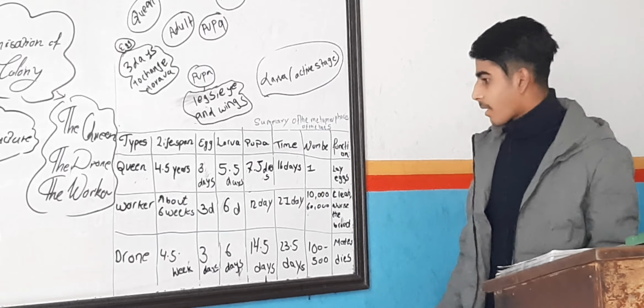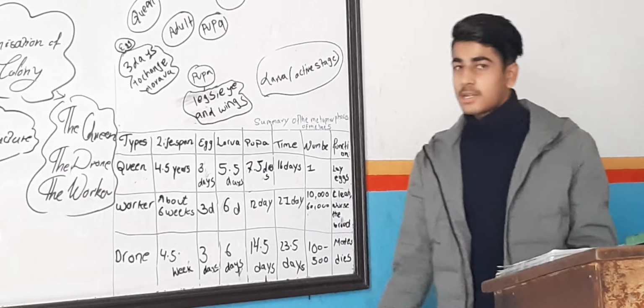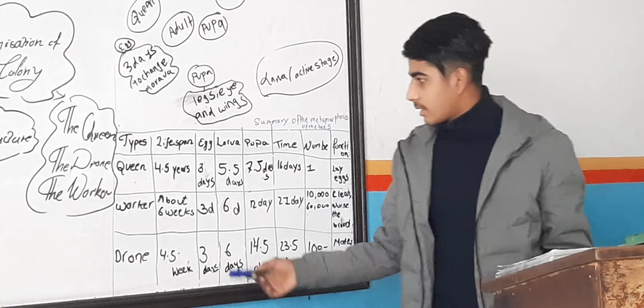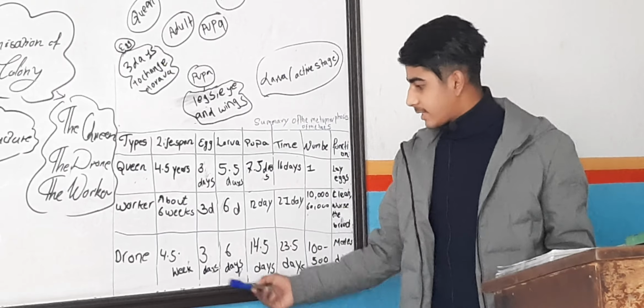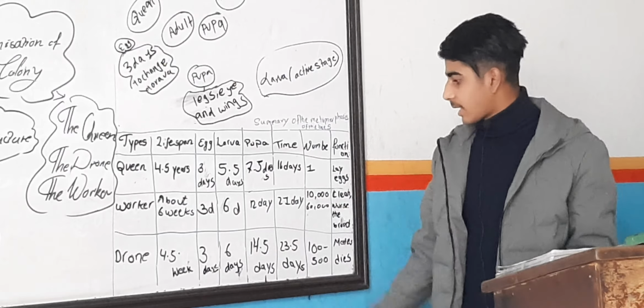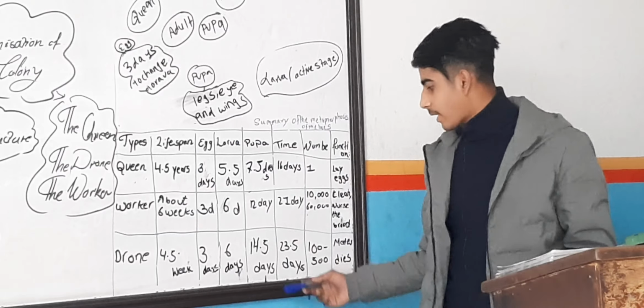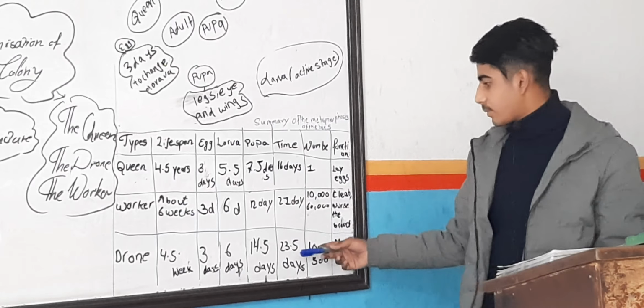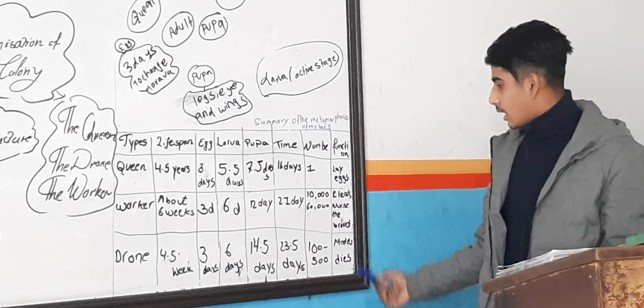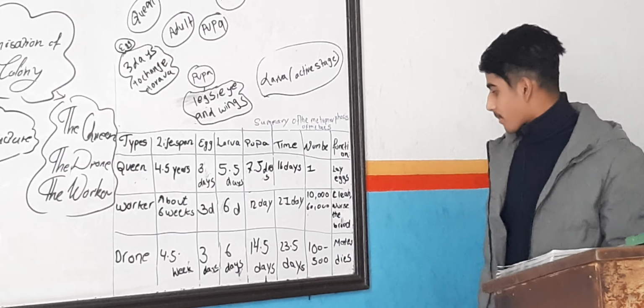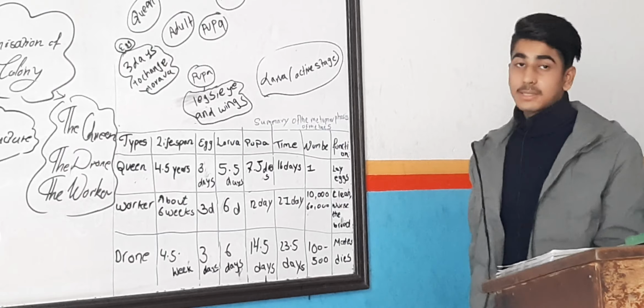And drone bees are also known as male bees. Its lifespan is 4.5 weeks. Eggs 3 days, larva 6 days, and pupa 14.5 days. Time duration 13.5 days. Number 100 to 500. Its work is to mate and die. Thank you.